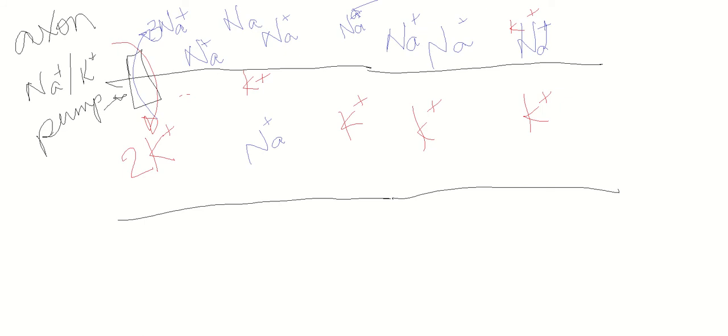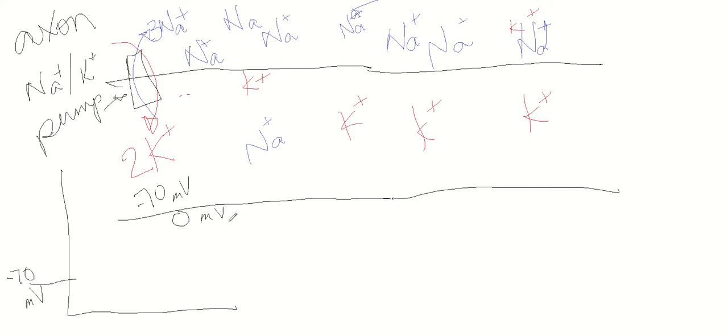Because of that, the sodium-potassium pump makes the inside of the cell have a lower charge than the outside of the cell out here. And if we measure that, it turns out that the inside of the cell is about negative 70 millivolts. So that's its normal. Negative 70 millivolts, lower than the outside of the cell.